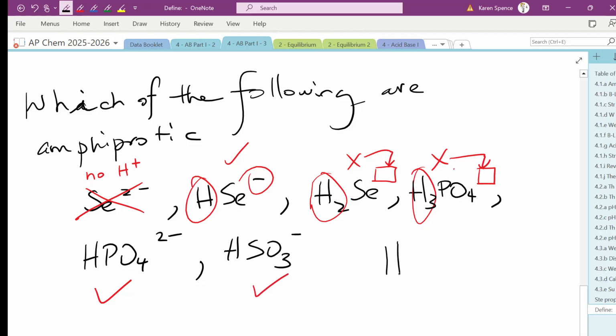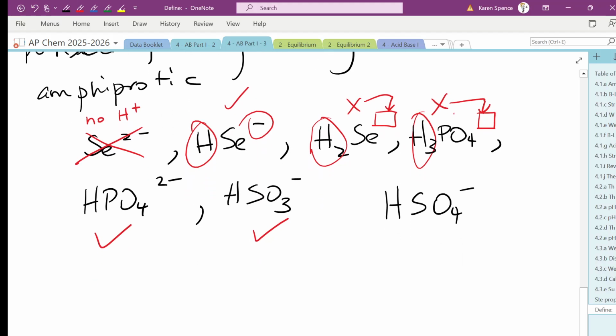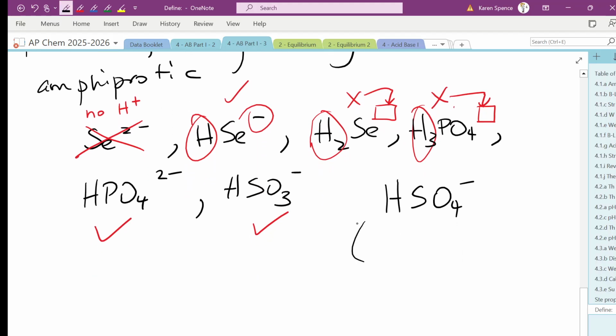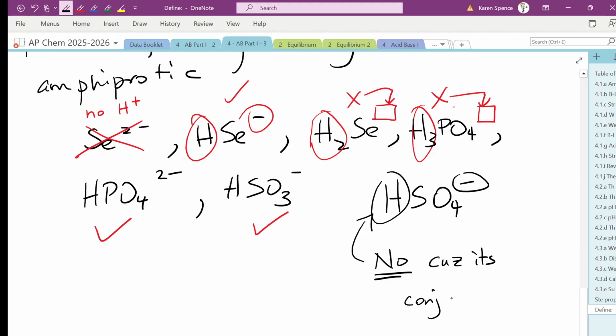HSO3 minus? Yes. How about HSO4 minus? No, why not? Its conjugate acid is strong. So even though it's got the H and the minus, no, because its conjugate acid is strong. There's no others like that because H2SO4 is the only diprotic strong acid. Okay, so there we go.